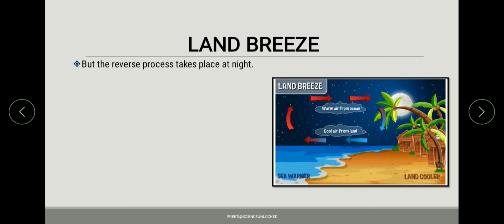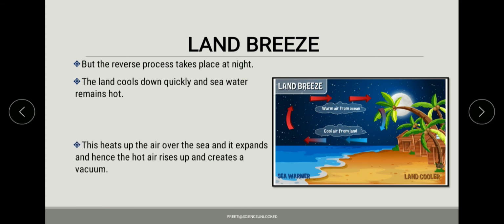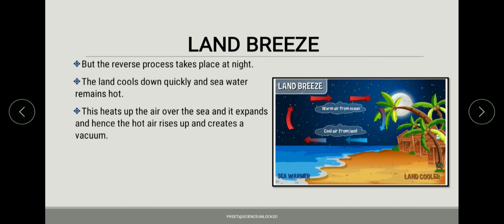So automatically the space which is created over here will be occupied by the cooler air, as a result of which, if a person is standing right in between the sea and land, they will observe that the wind is coming from the land towards the sea. So that is how the concept comes in with reference to land breeze. Because it is coming from the land, we say that it is the land breeze.